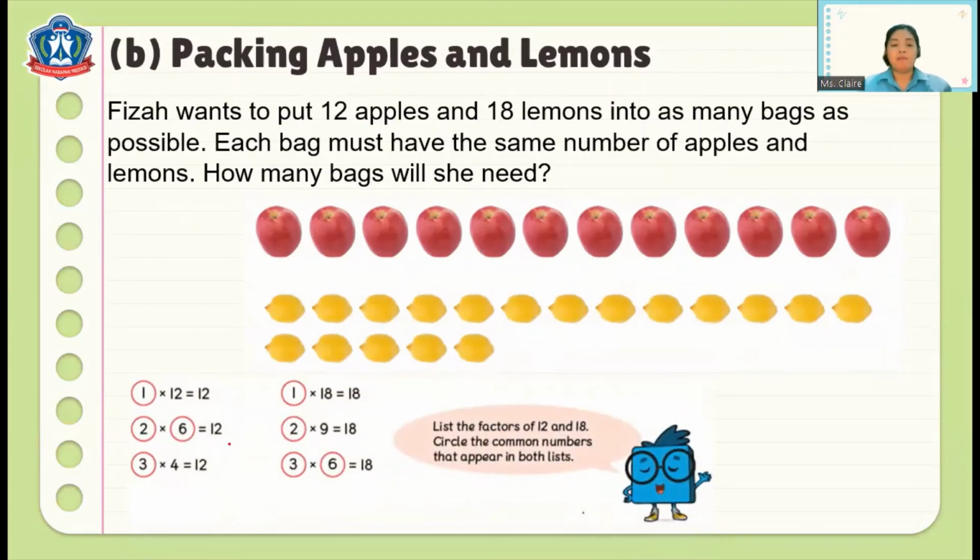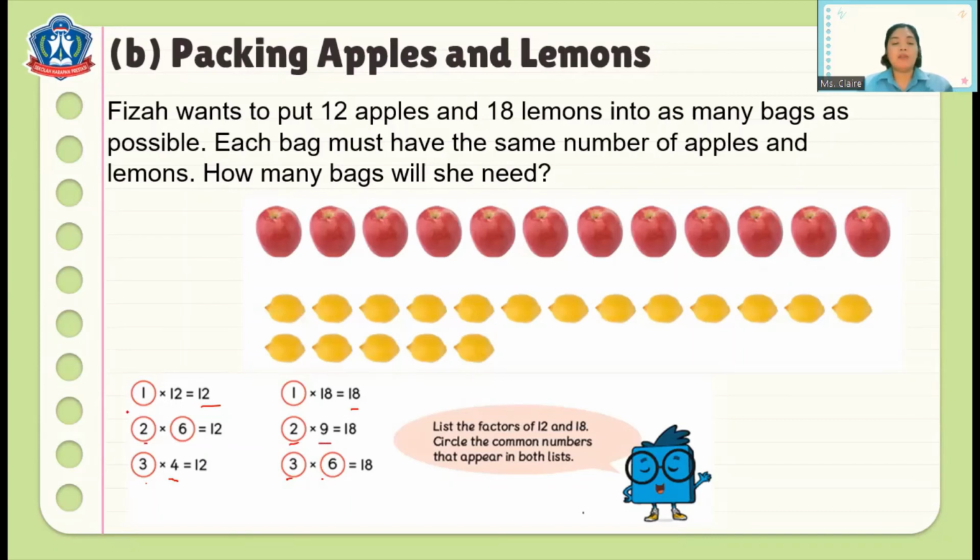Take a look here. For 12, we can use one bag. In each bag, 12 apples. We can use two bags. In one bag, we can have 6, since 2 times 6 is 12. We can also use 3 bags. So in one bag, there are 4 apples. For 18, we have one bag with 18 lemons. With 2 bags, we can have 9 lemons in each. With 3 bags, we can have 6 lemons in each.